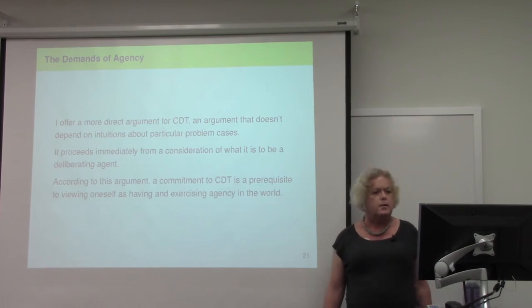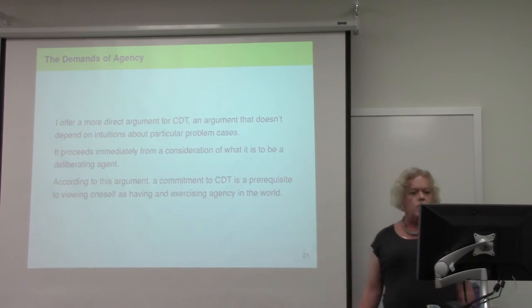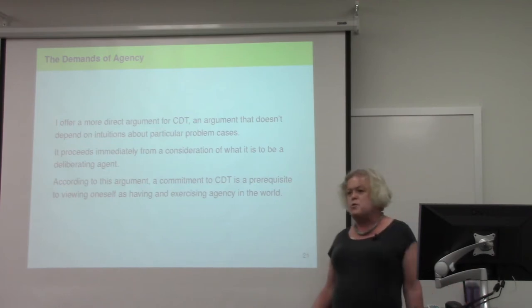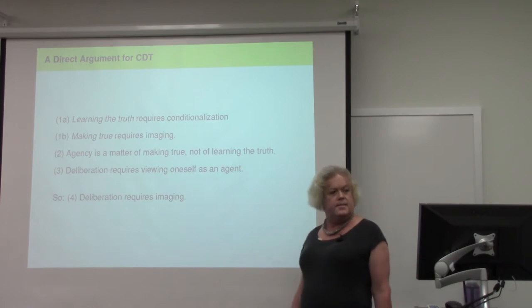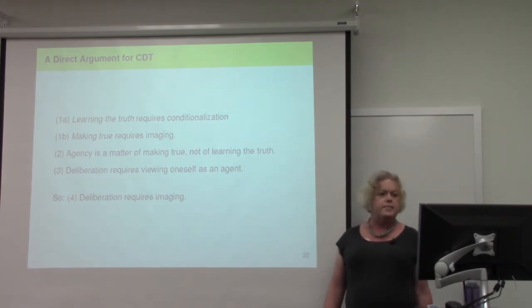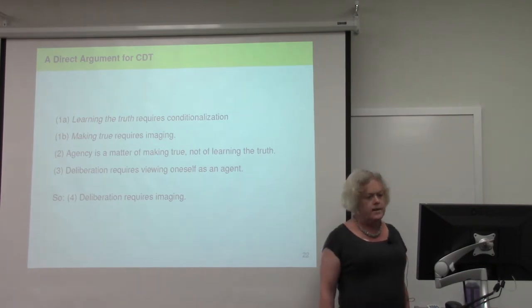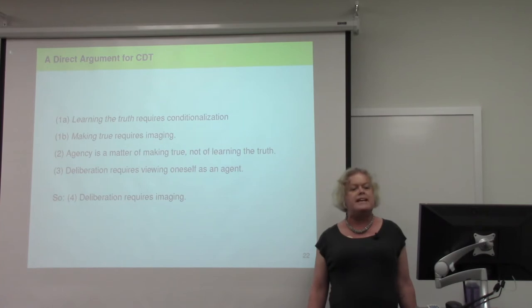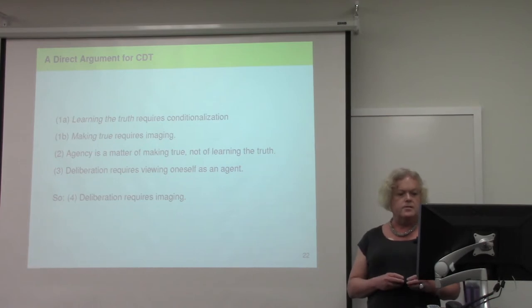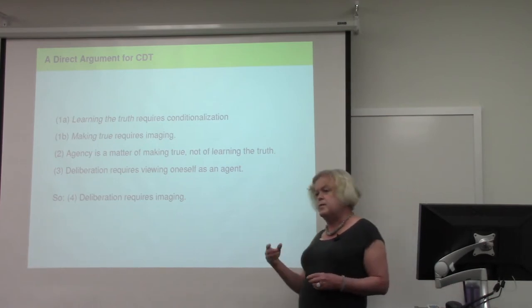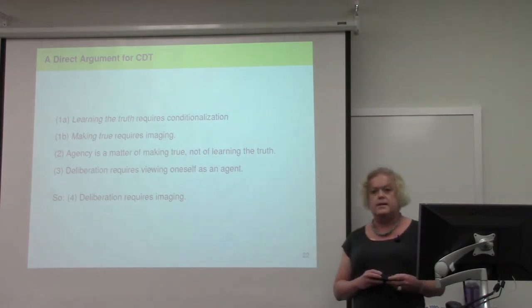So my idea is to offer a more direct argument for CDT, an argument that doesn't depend on intuitions about particular problem cases. It's going to proceed immediately from a consideration of what it's like to be a deliberating agent. According to this argument, a commitment to CDT is a prerequisite for viewing yourself as having and exercising agency in the world. And this is the way the argument goes. First premise, which I've broken up into two parts: learning the truth requires conditionalization, but making true requires imaging. Second premise: agency is a matter of making true, not of learning the truth. Third premise: deliberation requires viewing oneself as an agent, so deliberation requires imaging. And if deliberation requires imaging, well, that's exactly what the defender of CDT has been claiming all along.